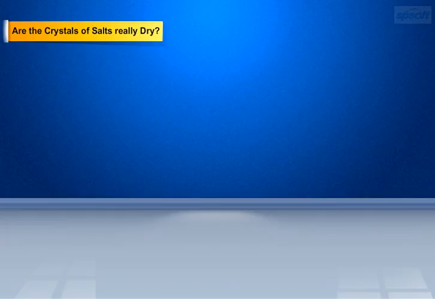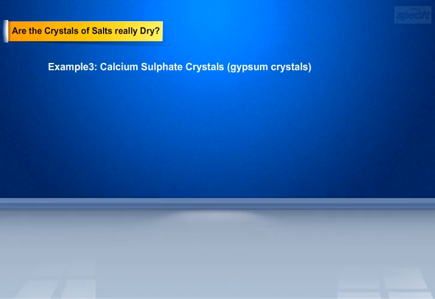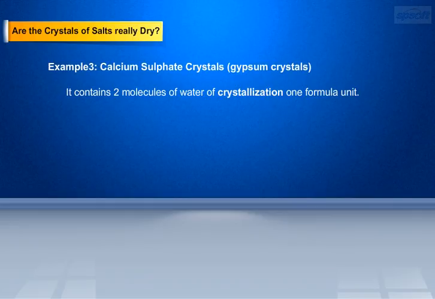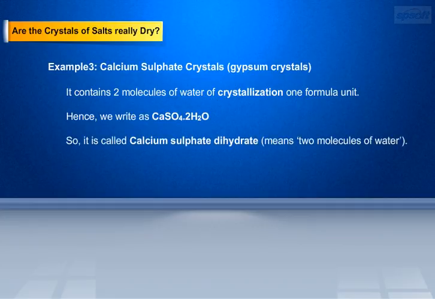The third example is calcium sulphate crystals, that is, gypsum crystals. It contains 2 molecules of water of crystallization in one formula unit. Hence, we write CaSO4, 2H2O. So, it is called calcium sulphate dihydrate, meaning 2 molecules of water.